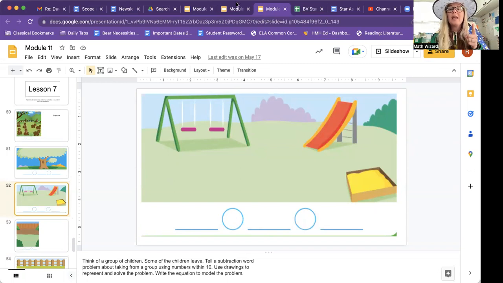So I'm going to draw right now my minus. All right. So you get to tell your own story using numbers within 10. Remember, for subtraction, that means our total number that we're starting with is not going to be more than 10. Okay, so we're not starting with 13 kids. We're starting with 10 or less. 10, 9, 8, 7, 6, 5, 4, 3, 2, 1. One of those numbers. Okay, and then use drawings to represent and solve the problem. Then you're going to write an equation and make sure it models the problem.